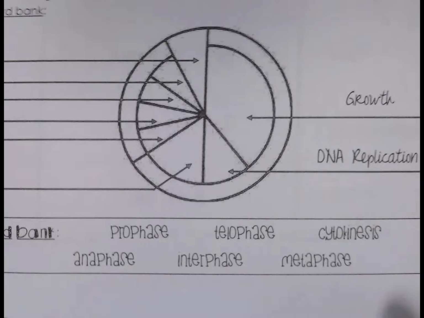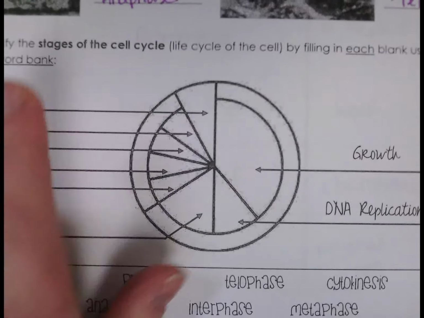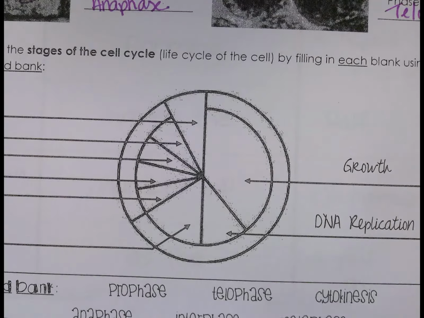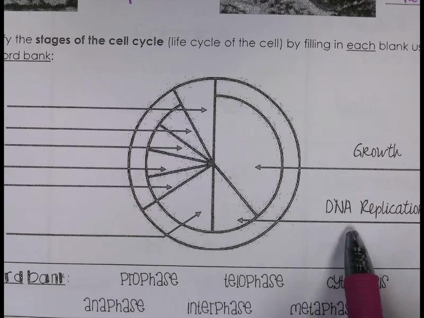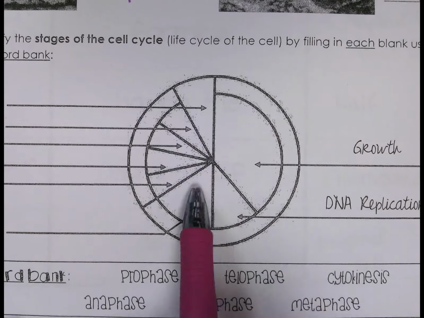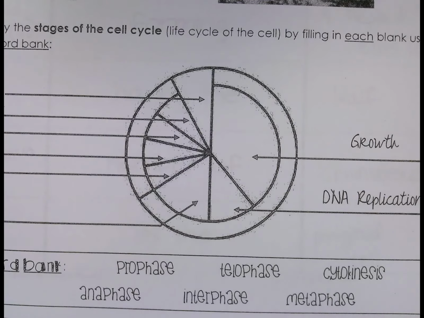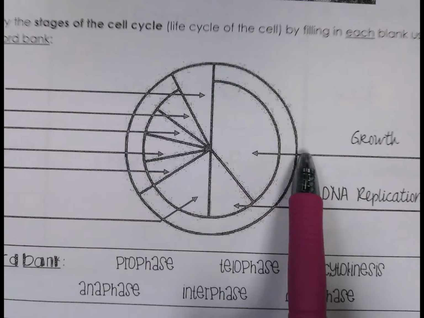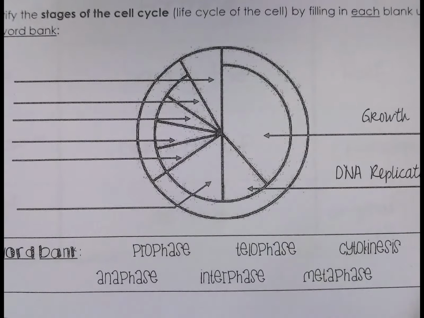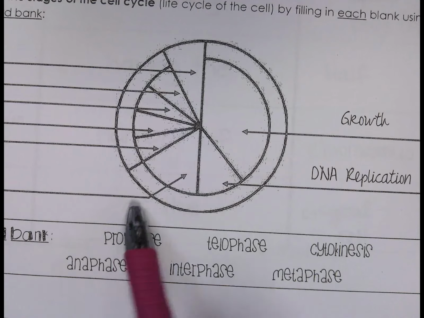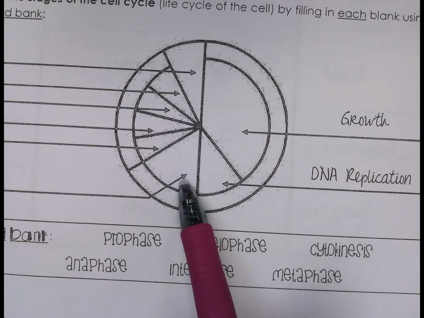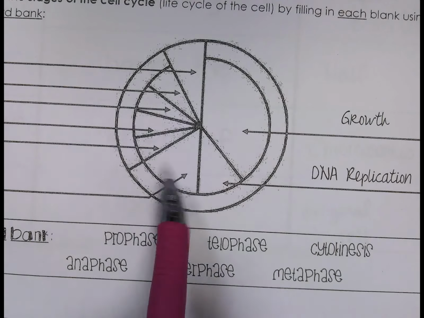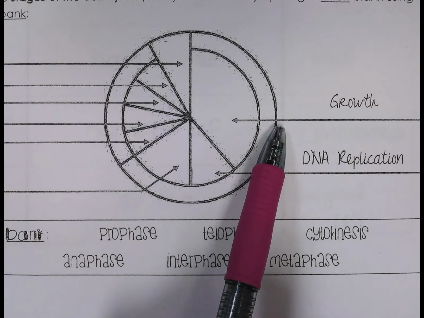So looking down here at the bottom, we have this little chart that says identify the stages of the cell cycle, or the life cycle of a cell, by filling in each blank using the word bank. Growth and DNA replication. Because it's a cycle, there really is no official start point, except we started at interphase, but since it's continually going through this, each cell will start off at growth and DNA replication. Now this chart doesn't show this. It has interphase as a separate section, but in reality, interphase is going to include growth, DNA replication, as well as interphase itself. So the cell does have to double in size.